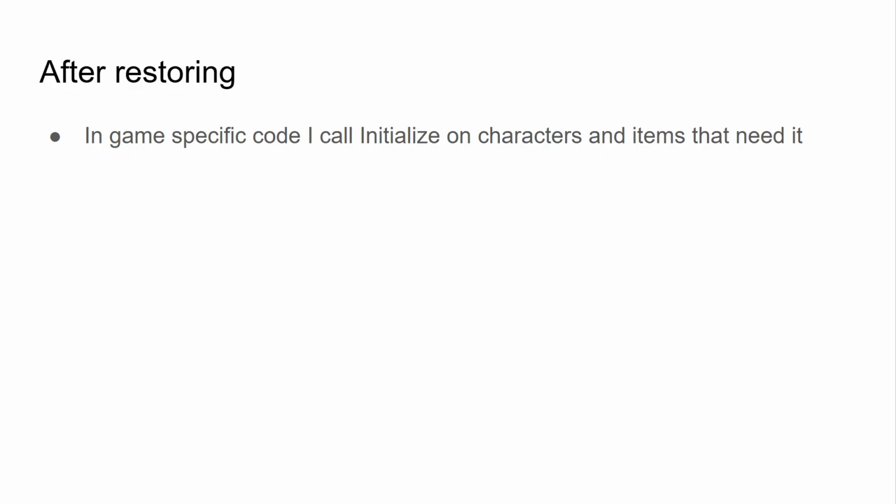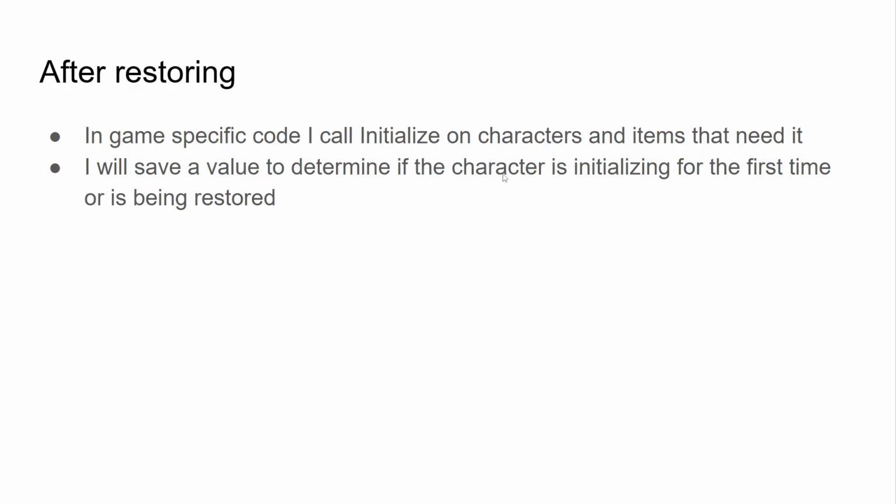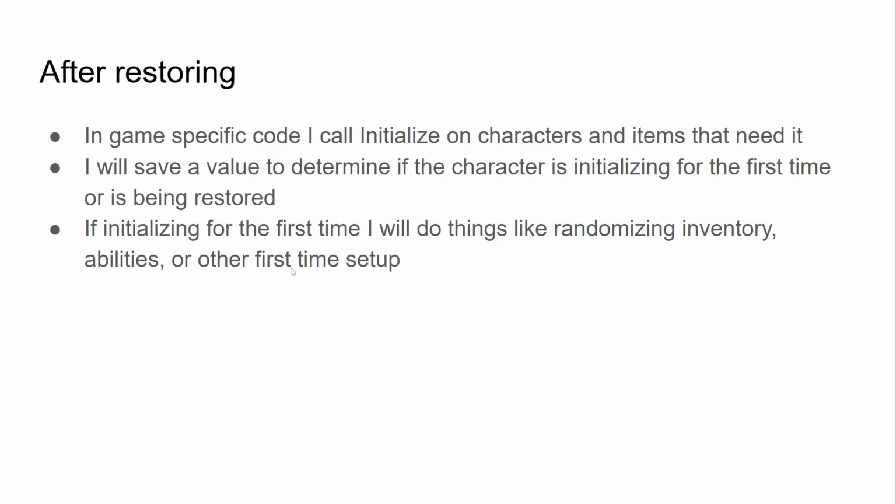On the characters at least, and even on some items, they have an on-restored function that knows if it's restoring the game or not. So in actors, I have a boolean. I could also just set the boolean in the on restored function that determines if it's the first time spawning or a restoration. For stuff like randomizing the inventory or abilities, I only do them on the first time setup, and when they are restored, I don't call that part of the code anymore. I don't randomize the inventory again.